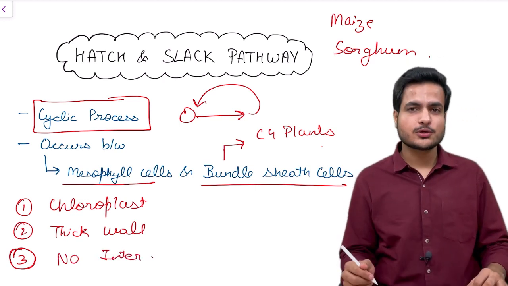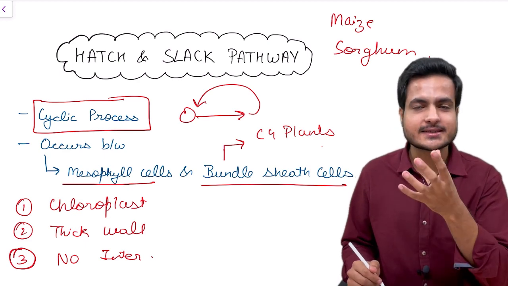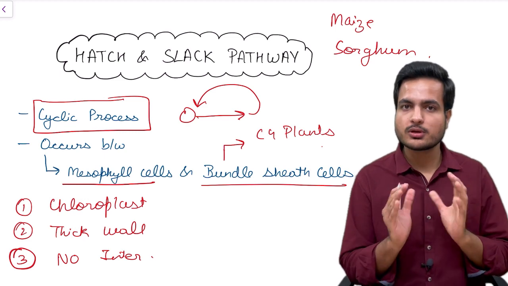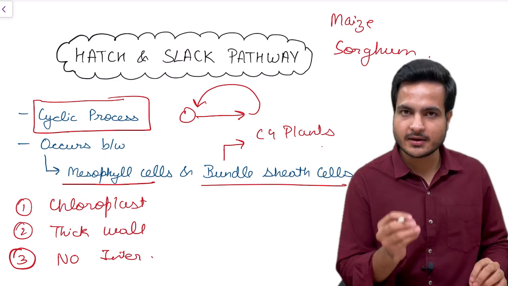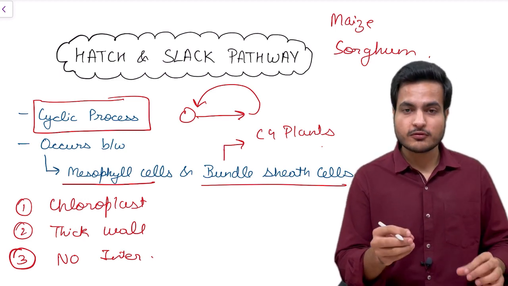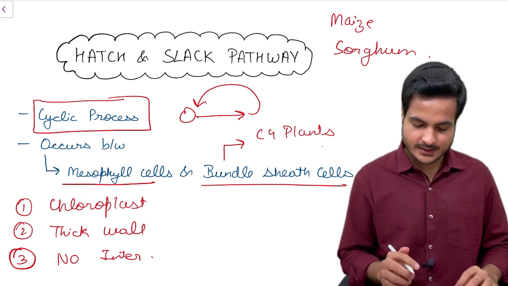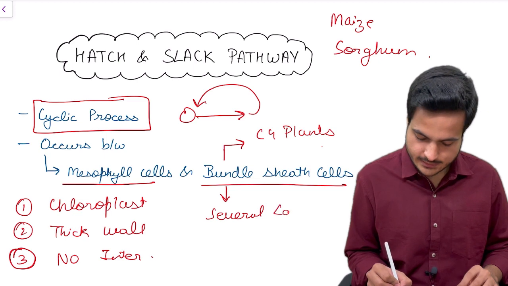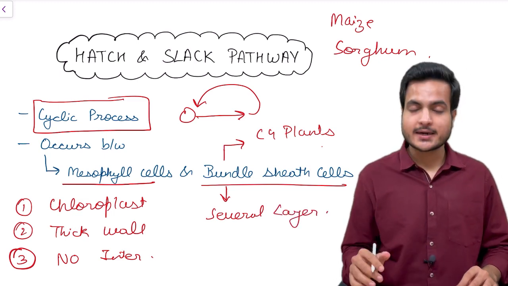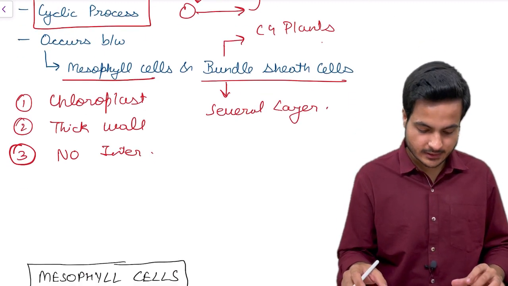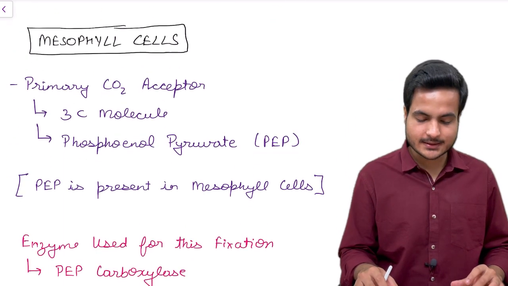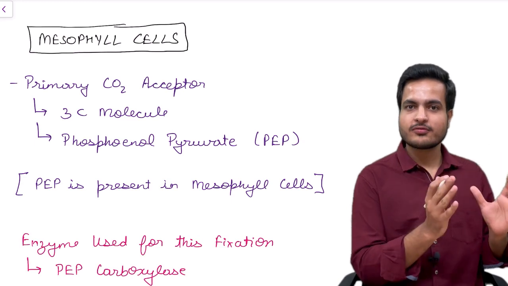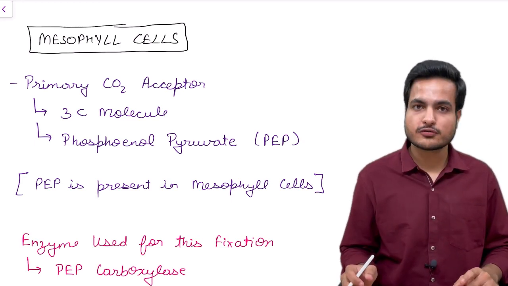If someone asks you where these bundle sheath cells are present, the answer is that bundle sheath cells are present around the vascular bundle, that means xylem and phloem, in the leaves of C4 plants, and these are present in several layers. So this whole data is from NCERT, so you need to learn it thoroughly. Now let's start the story of the Hatch and Slack pathway. The first half of the story will occur in mesophyll cells.